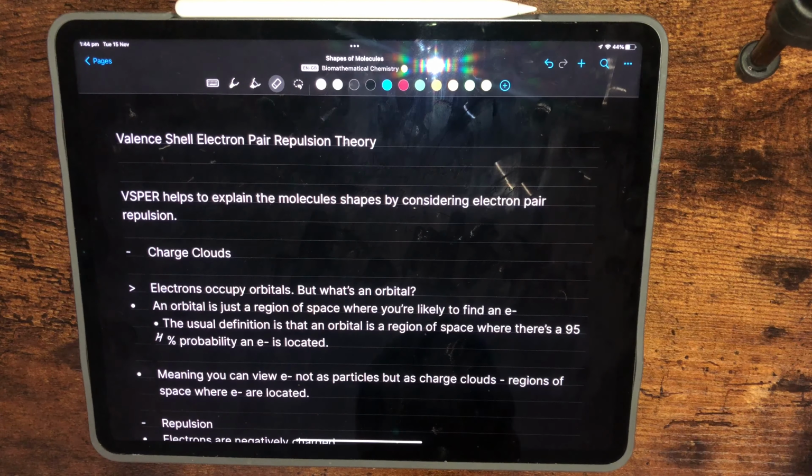This repulsion idea is more clear to see, but the idea is that molecules take up a specific geometry because of these charge clouds and the way that these charge clouds repel each other, and the repulsion of these bonding pairs and lone pairs. So it makes sure that they can be as far apart from one another as possible to maintain a stable shape. All right, lone pairs and bonding pairs.